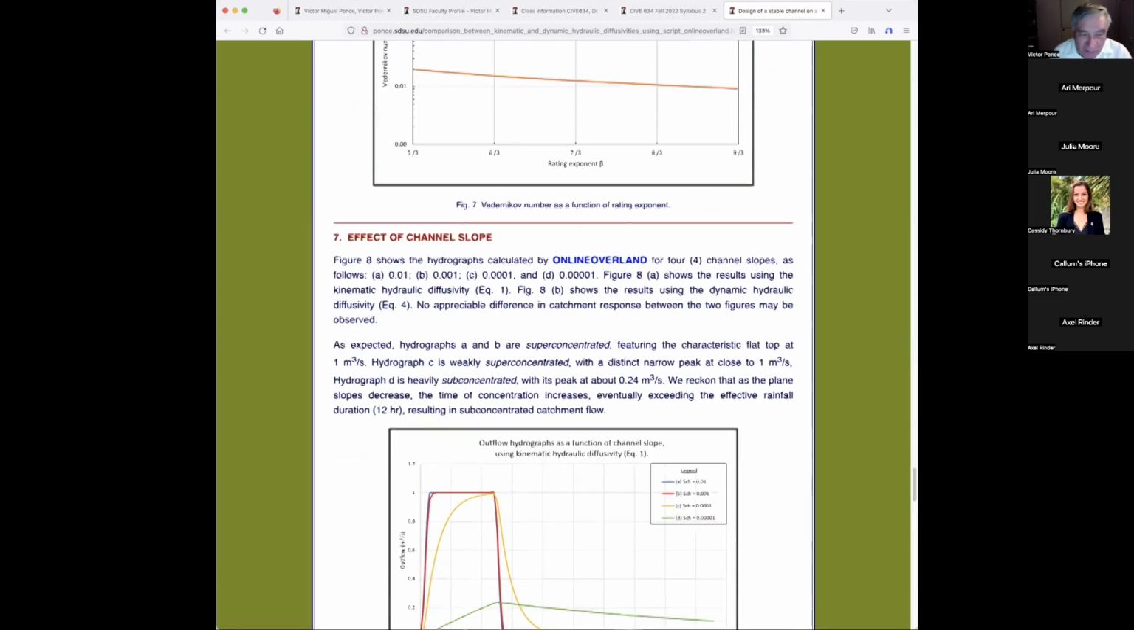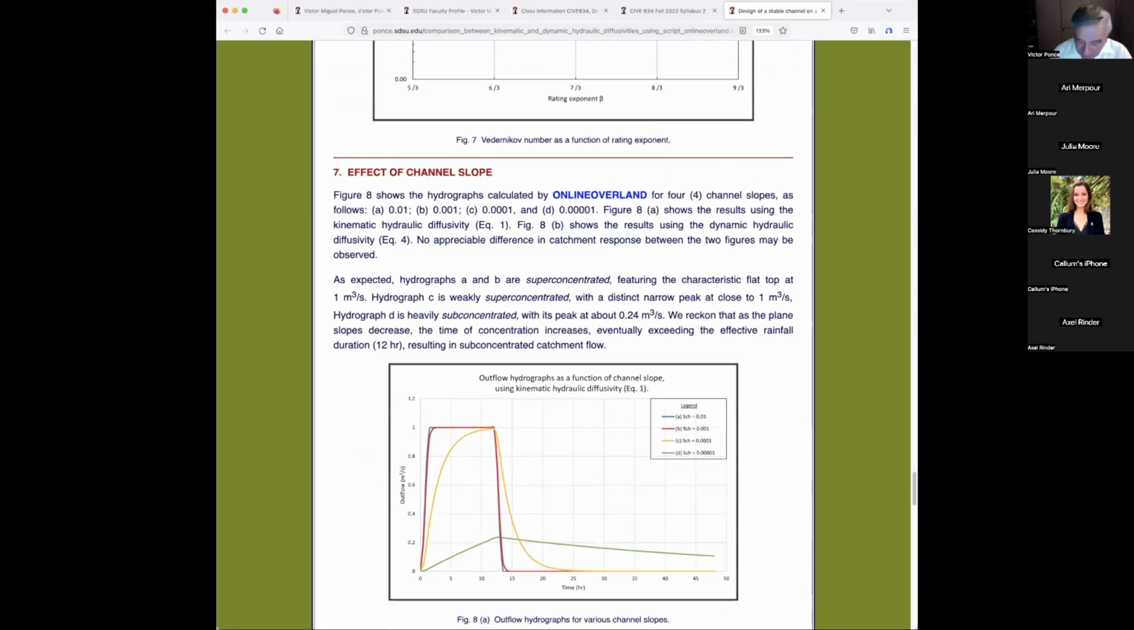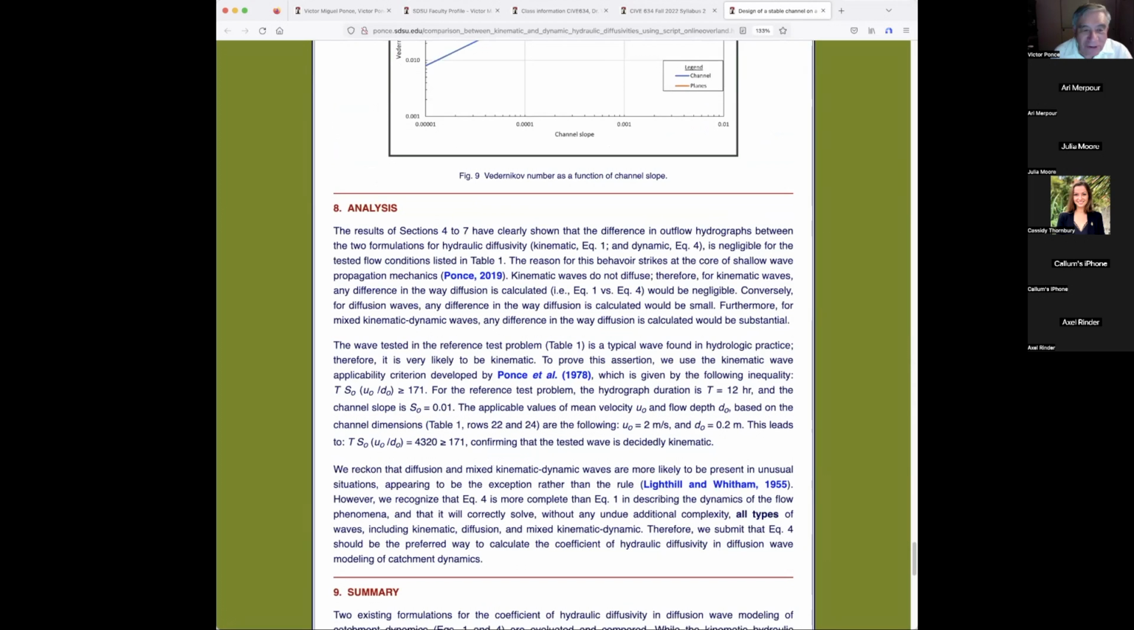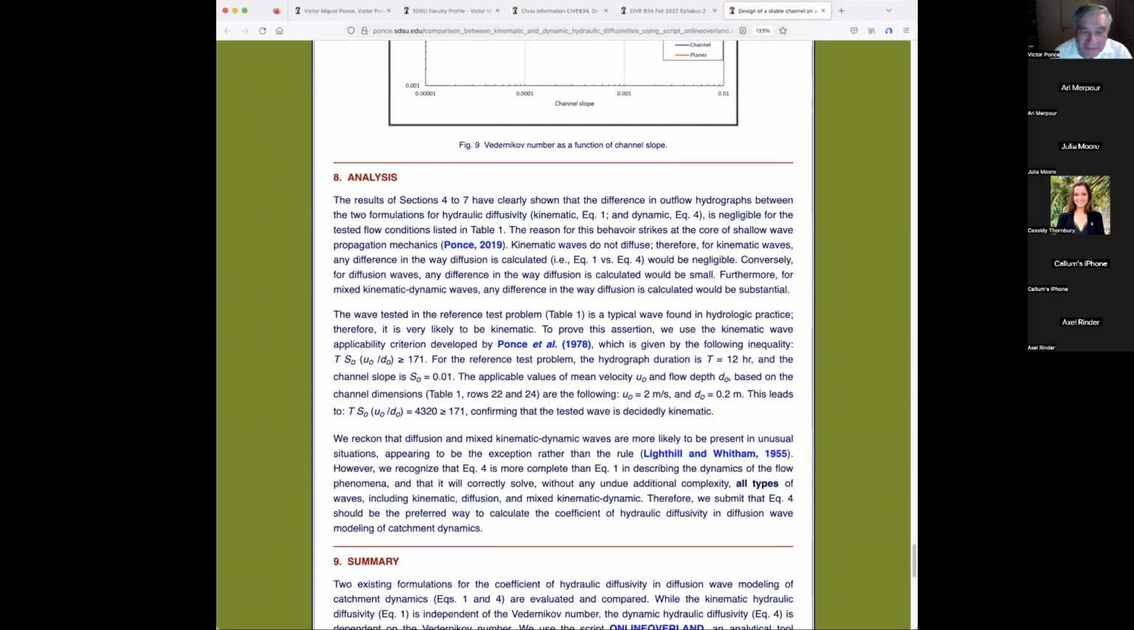I'm going to finish in here in 1 minute. Effective channel slope. So this is an interesting story of research. Okay, here. The results show that for the 2 formulations, the difference is negligible. The reason for this behavior strikes at the core of shallow wave propagation mechanics. Kinematic waves do not diffuse. Therefore, for kinematic waves, any difference in the way diffusion is calculated would be negligible.